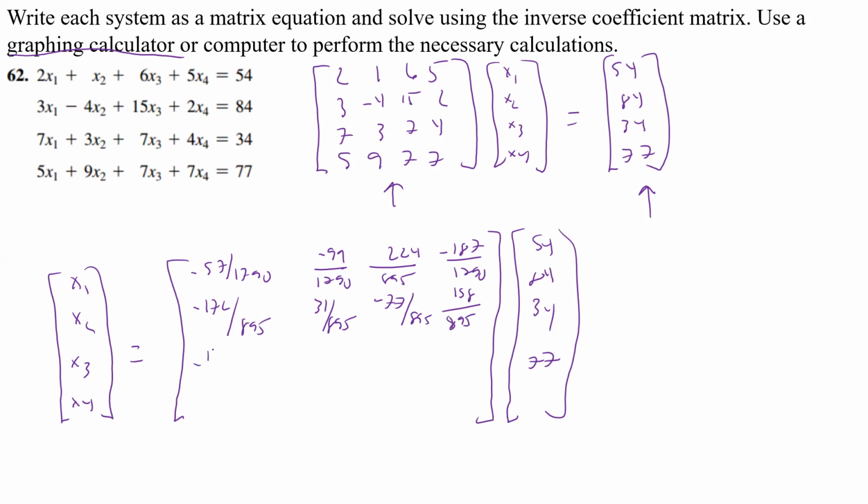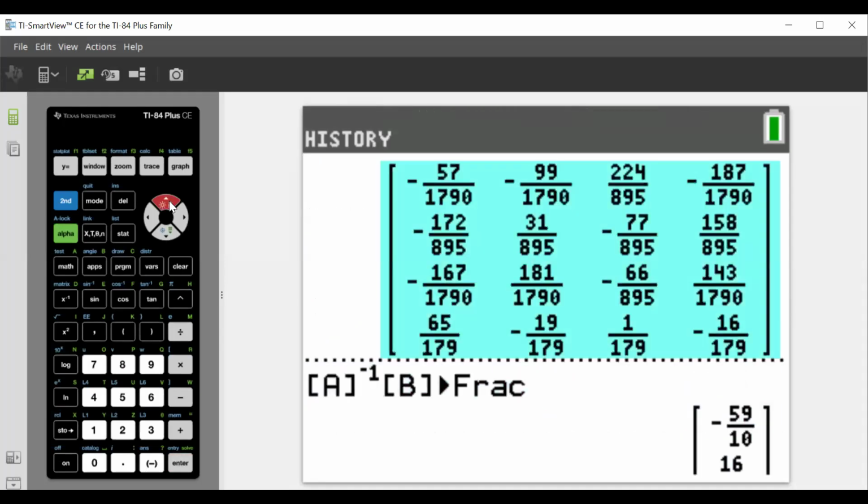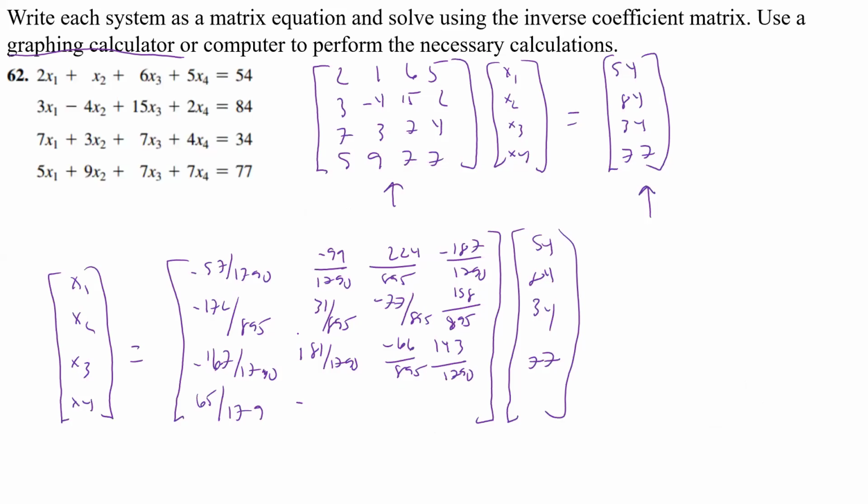And then we had a negative 167 over 1790 and 181 over 1790 and negative 66 over 895 and then 143 over 1790, and then 65 over 179 and then minus, let me see, I can't really read that again. Let me switch it back over here. 19 over 179. Okay, that's what it was. Switch back over here. Negative 19 over 179, and then 1 over 179, and minus 16 over 179.